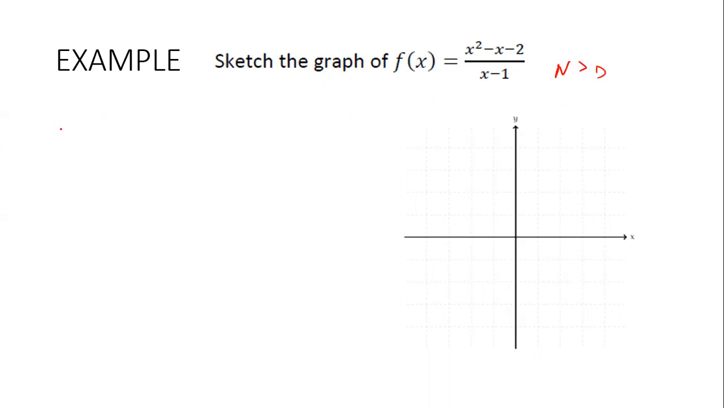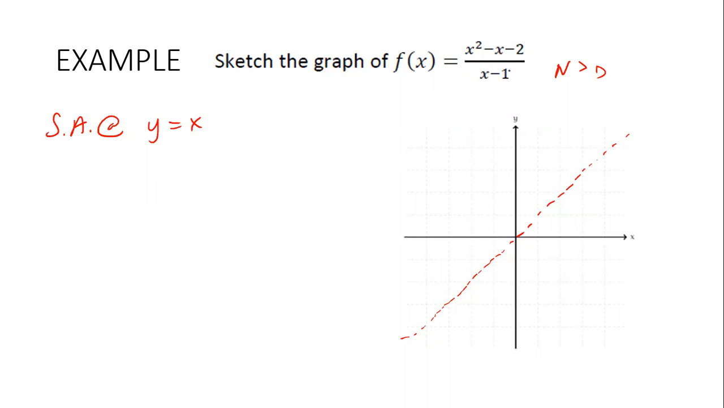Now, what did we get with this? What was our slant asymptote at? It was at y equals x. So we're going to draw a dashed line at y equals x to represent our slant asymptote. You can't have one or the other. Yes, vertical is its own world. We did vertical yesterday.